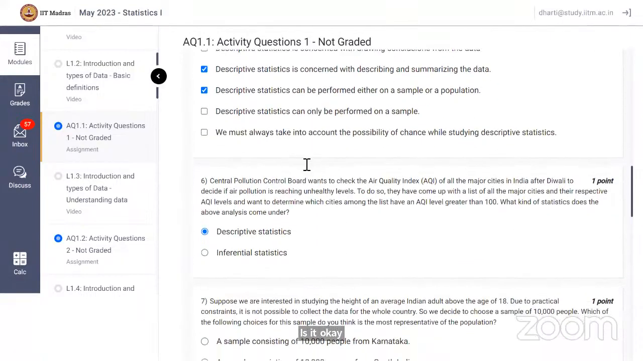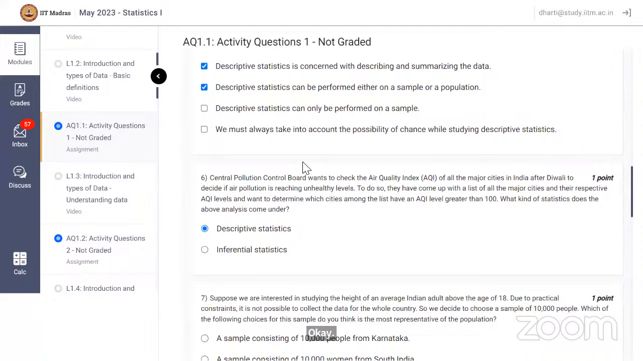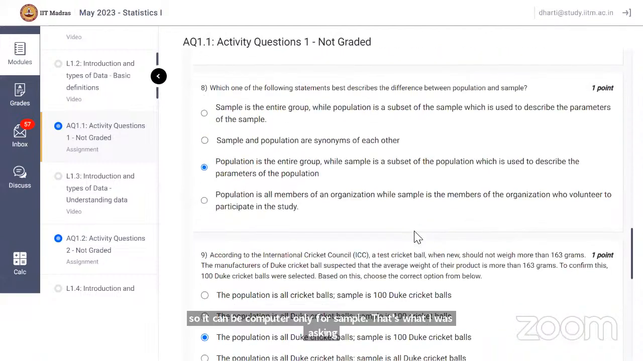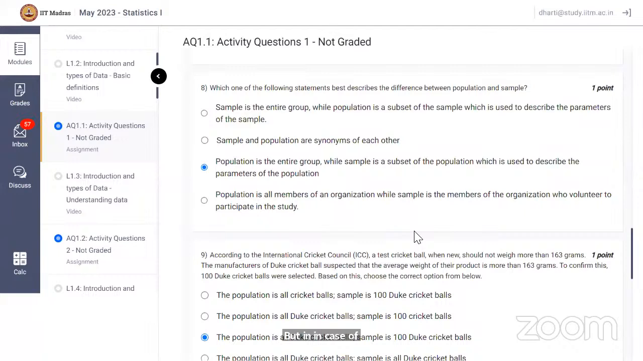So it will be the sample, right? Sometimes it will be a sample. Most of the time we will infer from the sample only. So it can be computed only for a sample. That's what I was asking. But in case of descriptive statistics, we can compute it on a sample, and also on the population. Yeah, that's what I was asking.